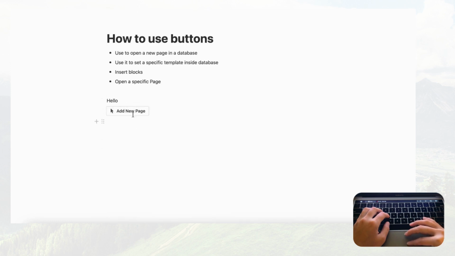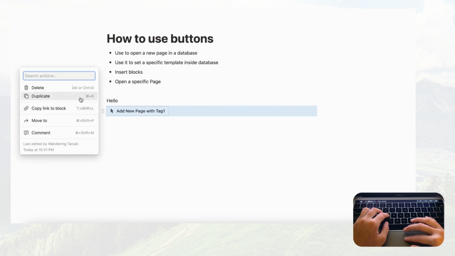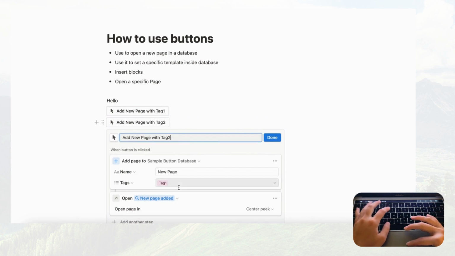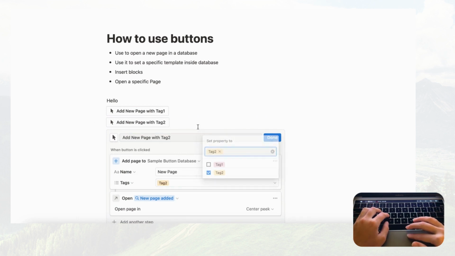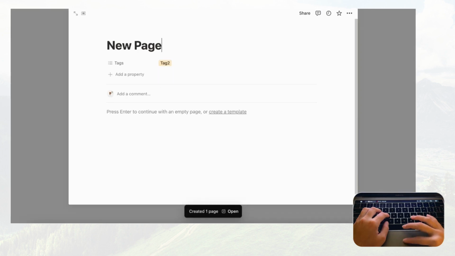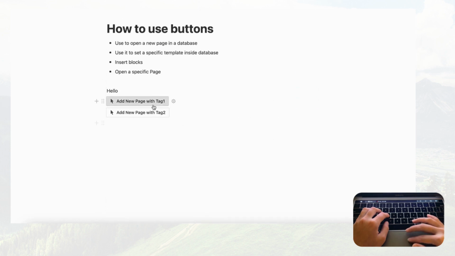And if you're wondering how you could use pre-filling properties to your advantage, well, if you edit this, and let's say you call this add new page with tag 1. If you had a button for that, and then you frequently also sometimes have to put one with tag 2, then you could just do this, and by clicking here, you're going to get a page with tag 2 instead. So this is one way you can use buttons to add several different options on what kinds of pages you want to open.